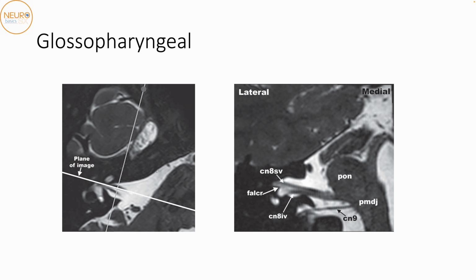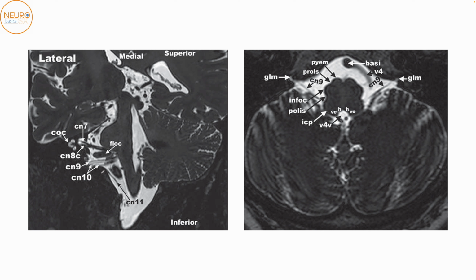You can also visualize the glossopharyngeal nerve at times. This is the glossopharyngeal nerve exiting just below the pontomedullary junction and entering into the jugular foramen. These are 9 and 10 together, 7 and 8 together.